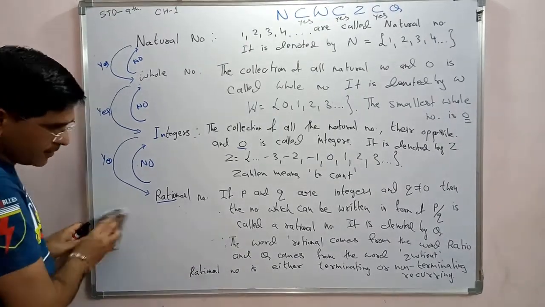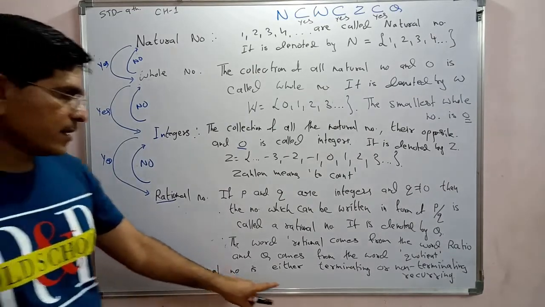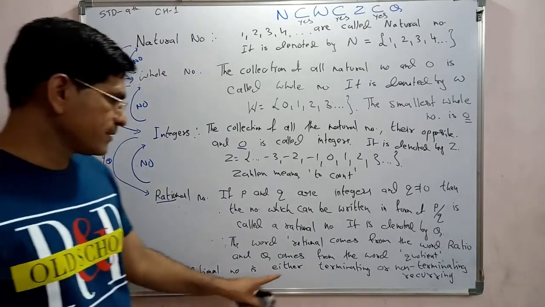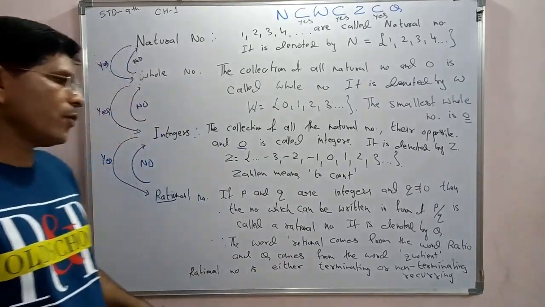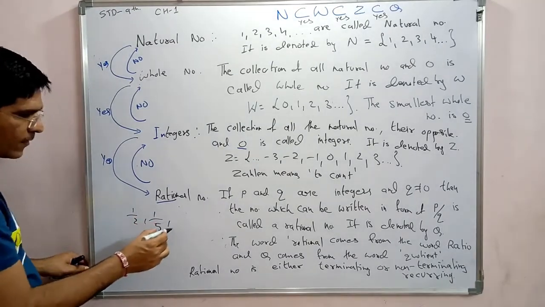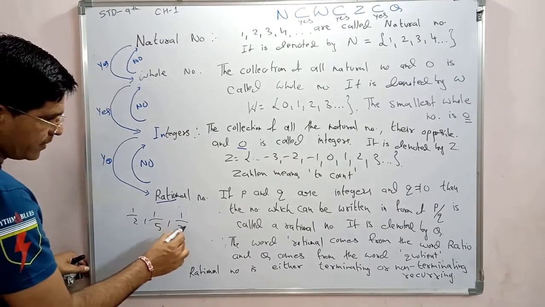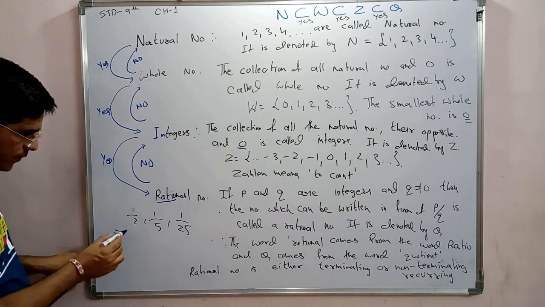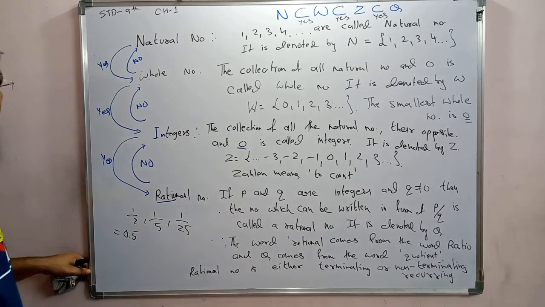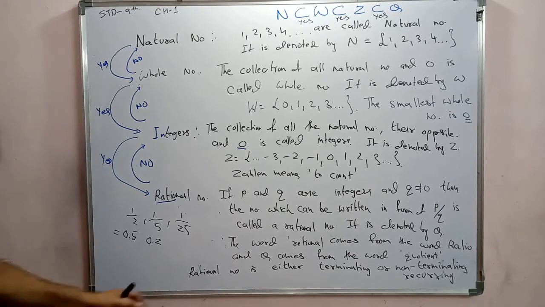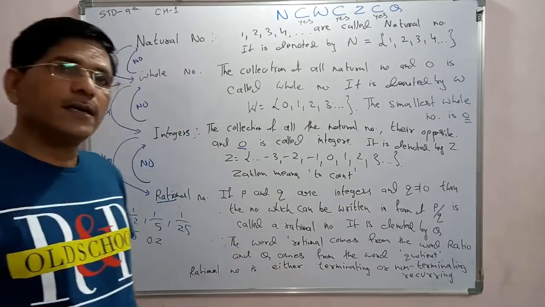Another thing is that a rational number is either terminating or non-terminating recurring. So we can write 1 by 2, 1 by 5, 1 by 25. These are all called terminating numbers. Why? Because if we divide it, we can get the answer in decimal. So that is why we can say that it is a terminating number.